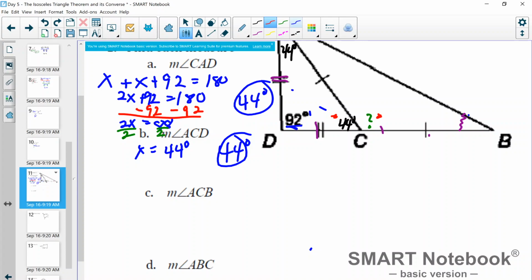I subtract 44, and I get Y equals 136. So angle ACB is going to be 136 degrees. And now I'm going to replace that with 136 degrees. And last but not least, we need to figure out ABC.